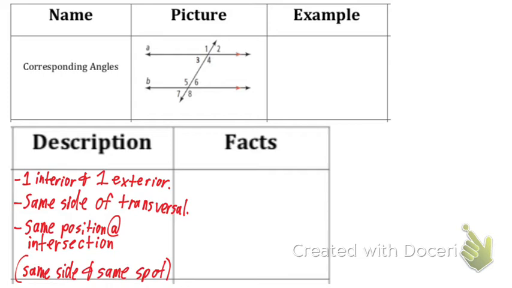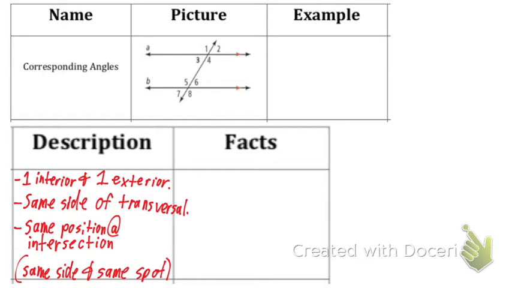Okay. Anyway, corresponding angles. So there's one that is exterior, one that is interior. They're on the same side of the transversal. If we look up here at the picture, this is the transversal. Now they're going to be on the same side of the transversal. One's going to be interior, one's going to be exterior. And they're going to be at the same position at the intersection. Meaning, at this top intersection, let's say one's at the top left. The other one's going to be at the top left of the other intersection. You're not going to have one at the top left and one at the bottom right. Does anyone think they have a pair of corresponding angles in this picture?